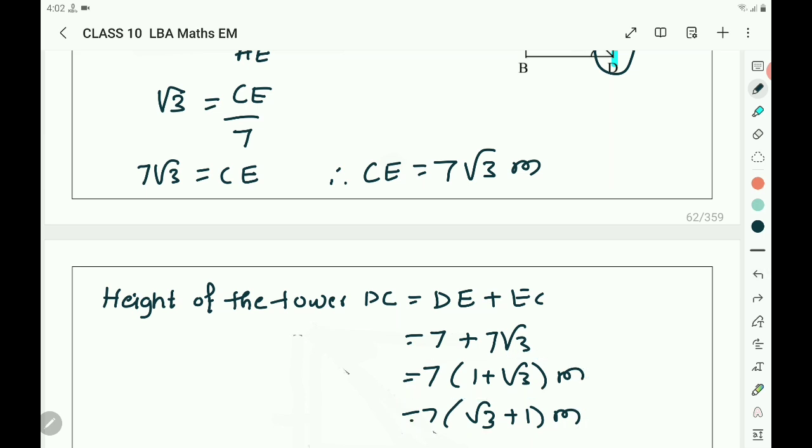Therefore, the height of the tower is 7 into root 3 plus 1 meter or 7 into 1 plus root 3 meter.